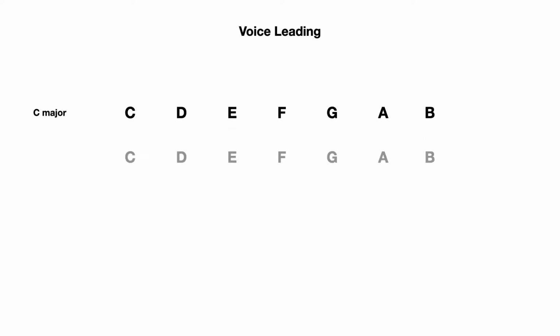We could also, again, copy this down, and we could raise the 5th tone G to G sharp. This would give us the A harmonic minor scale. We can lower the 6th tone, A, to A flat, and this would give us C harmonic major.